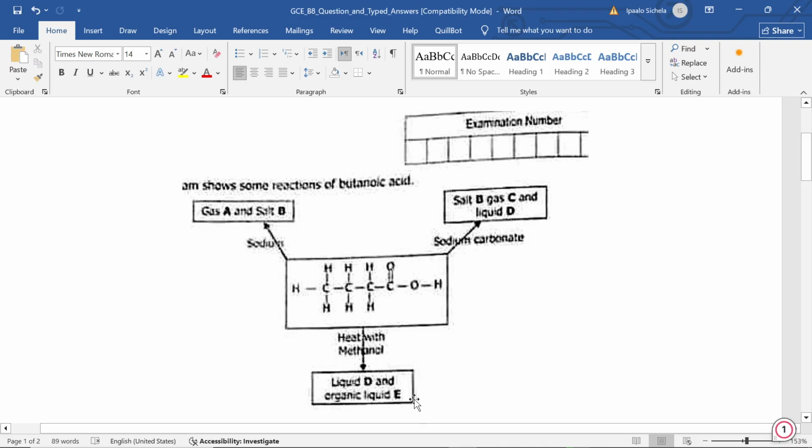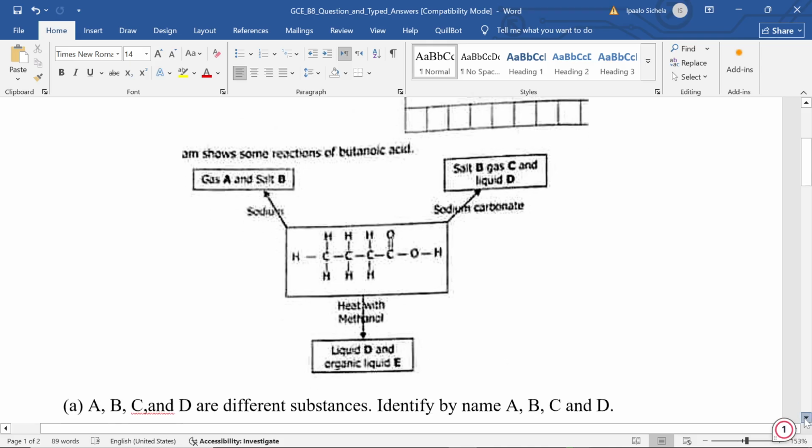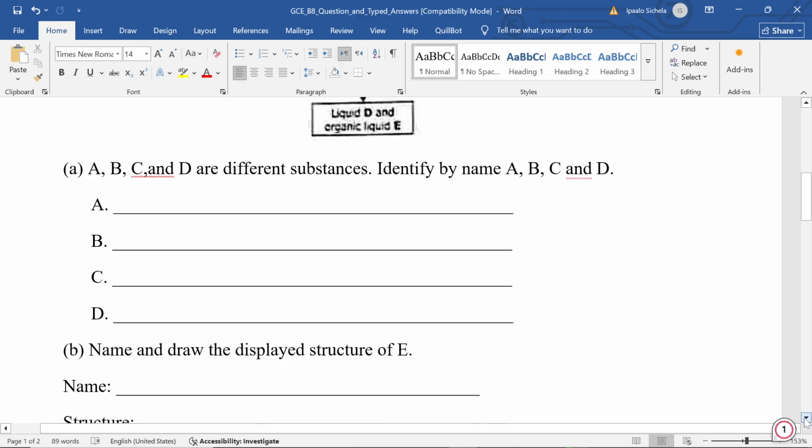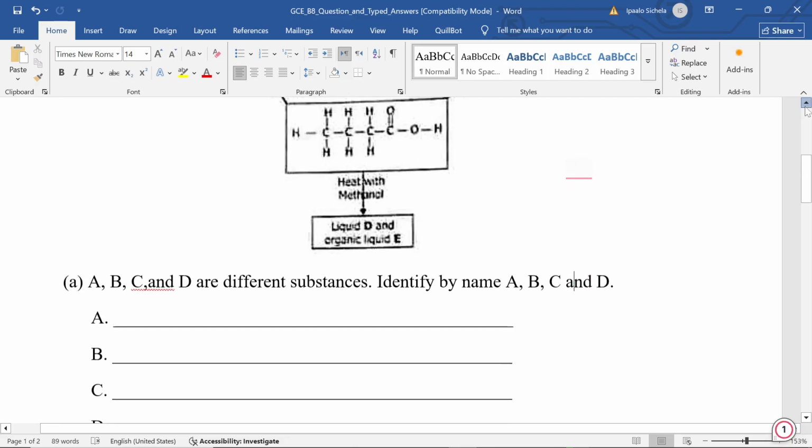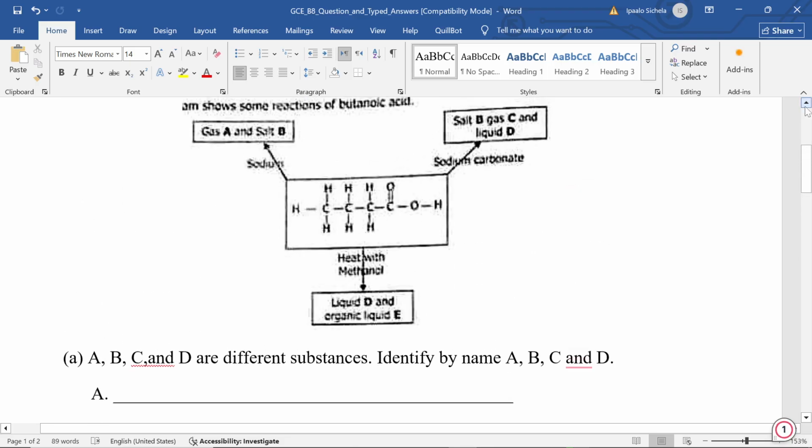So they want the name. Let's see what they asked for: name and draw the displayed structure. So they want the name. How do you write the name of an ester?